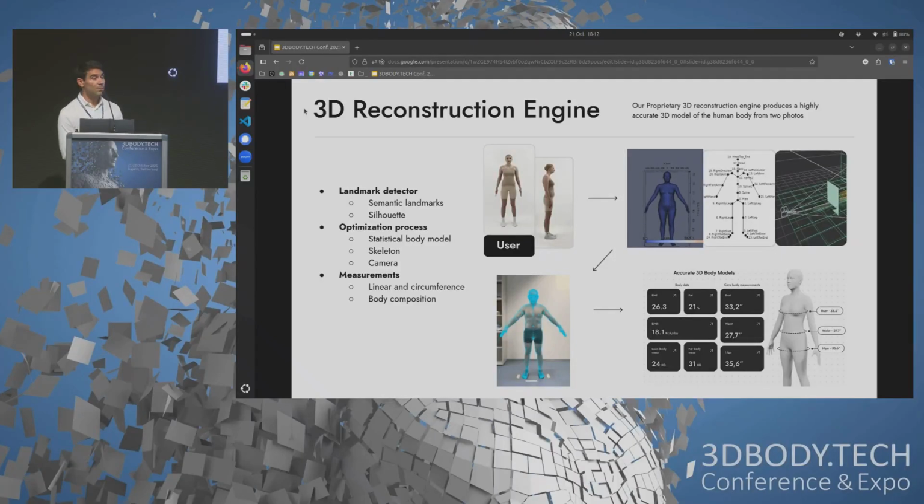So we have the front and side pictures, and we extract a large number of semantic landmarks from the statistical body model that matches these projections. The skeleton, basically the pose, is matched to the front and side pictures. Once we have reconstructed the 3D body, we extract the typical linear and circumference measurements and some body composition.